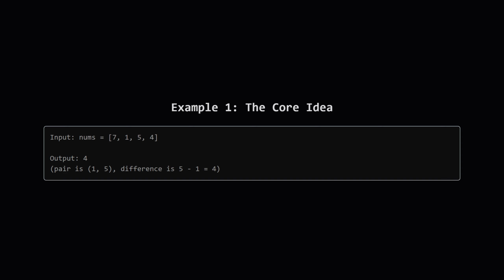Let's remember that. What about the number 4, which also comes after 1? 4 is also bigger than 1. The difference is 4 minus 1, which is 3. Is 3 better than our current best of 4? Nope, so we'll stick with 4. We've checked all possibilities, and the biggest difference we found was 4, so that's our answer.